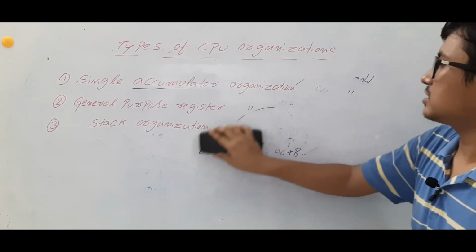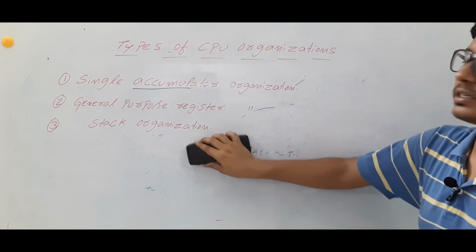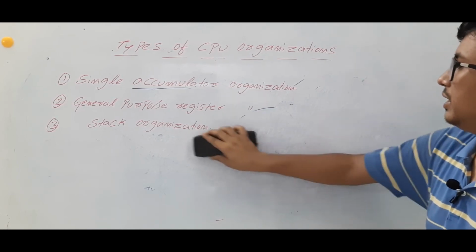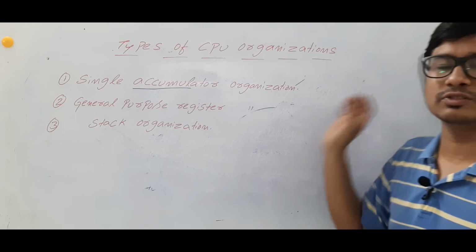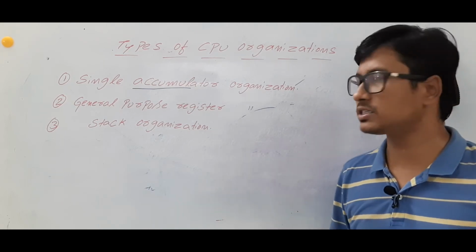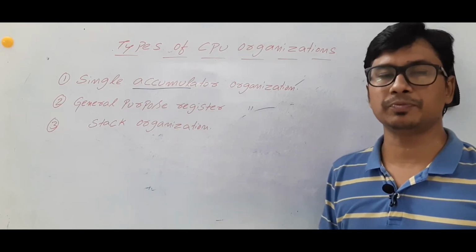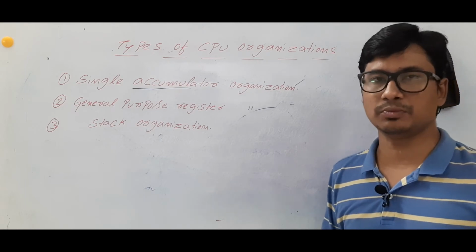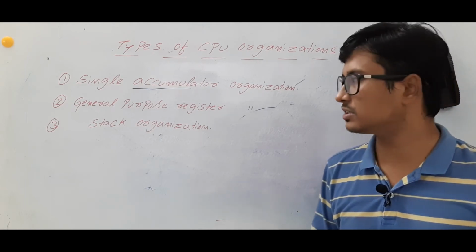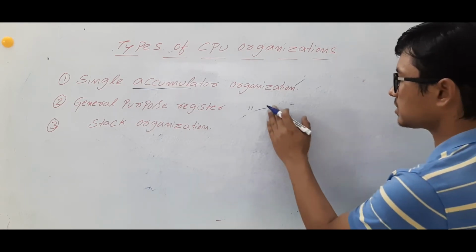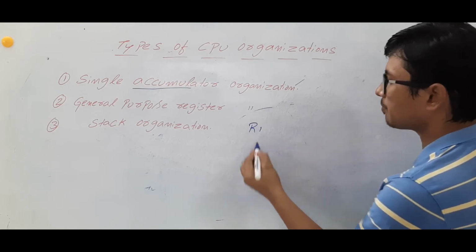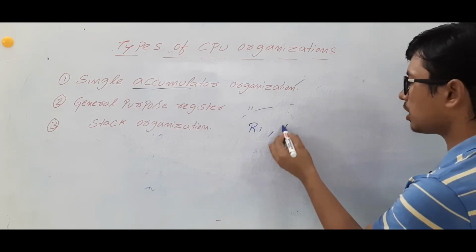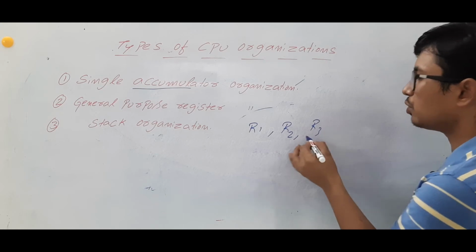Now we will discuss the general purpose registers. We have two types of registers: one is general purpose registers and another is special purpose registers. We have already discussed the special purpose registers. Now, the general purpose registers we will represent as R1, R2, R3, and so on.